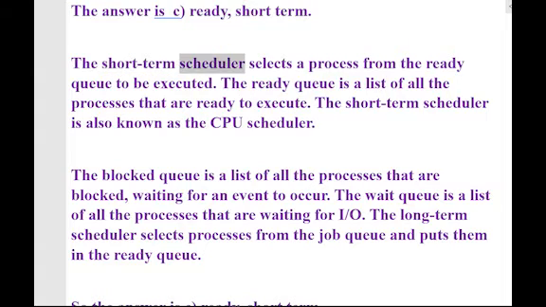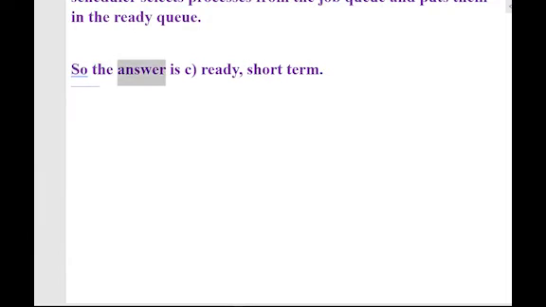The short-term scheduler selects a process from the ready queue to be executed. The ready queue is a list of all the processes that are ready to execute. The short-term scheduler is also known as the CPU scheduler. The blocked queue is a list of all the processes that are blocked, waiting for an event to occur. The wait queue is a list of all the processes that are waiting for I/O. The long-term scheduler selects processes from the job queue and puts them in the ready queue. So the answer is C, ready, short term.